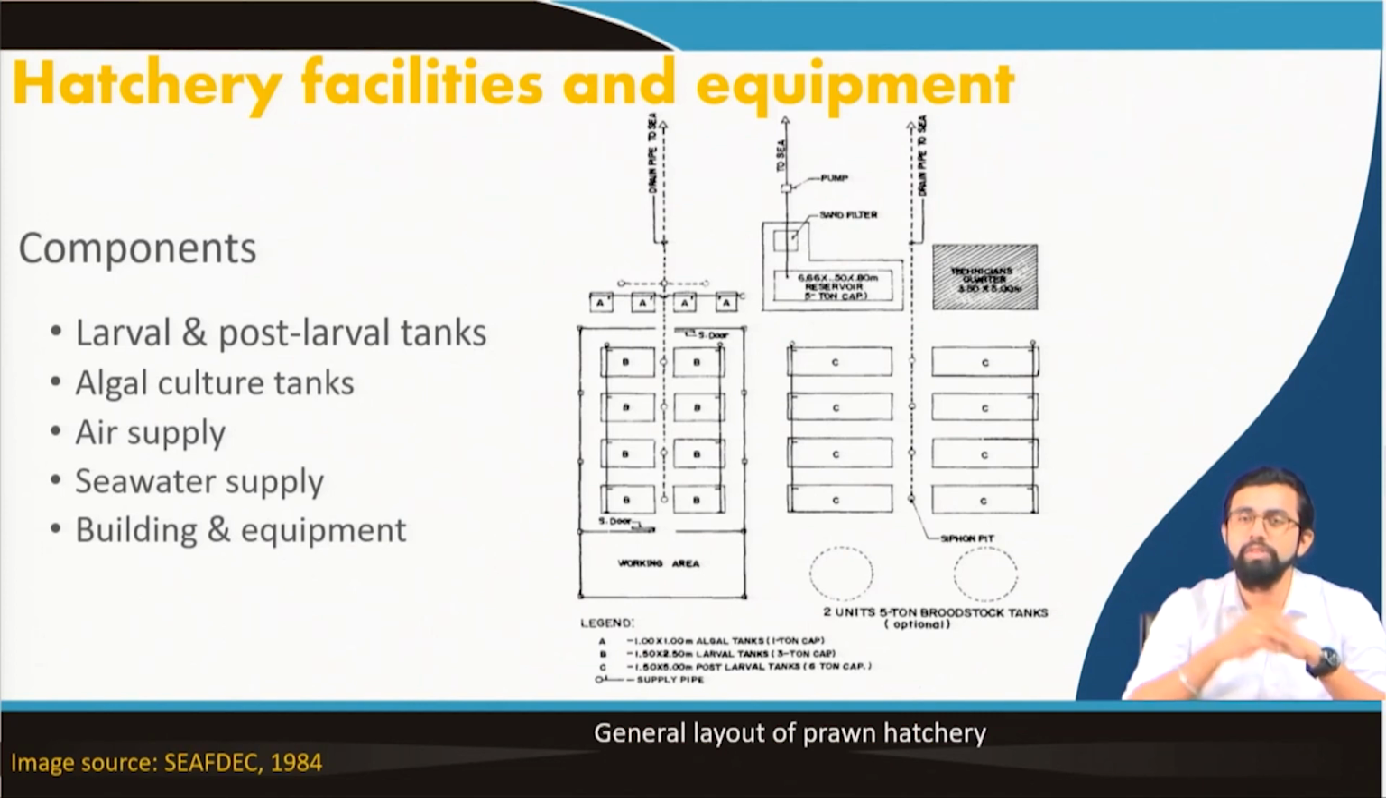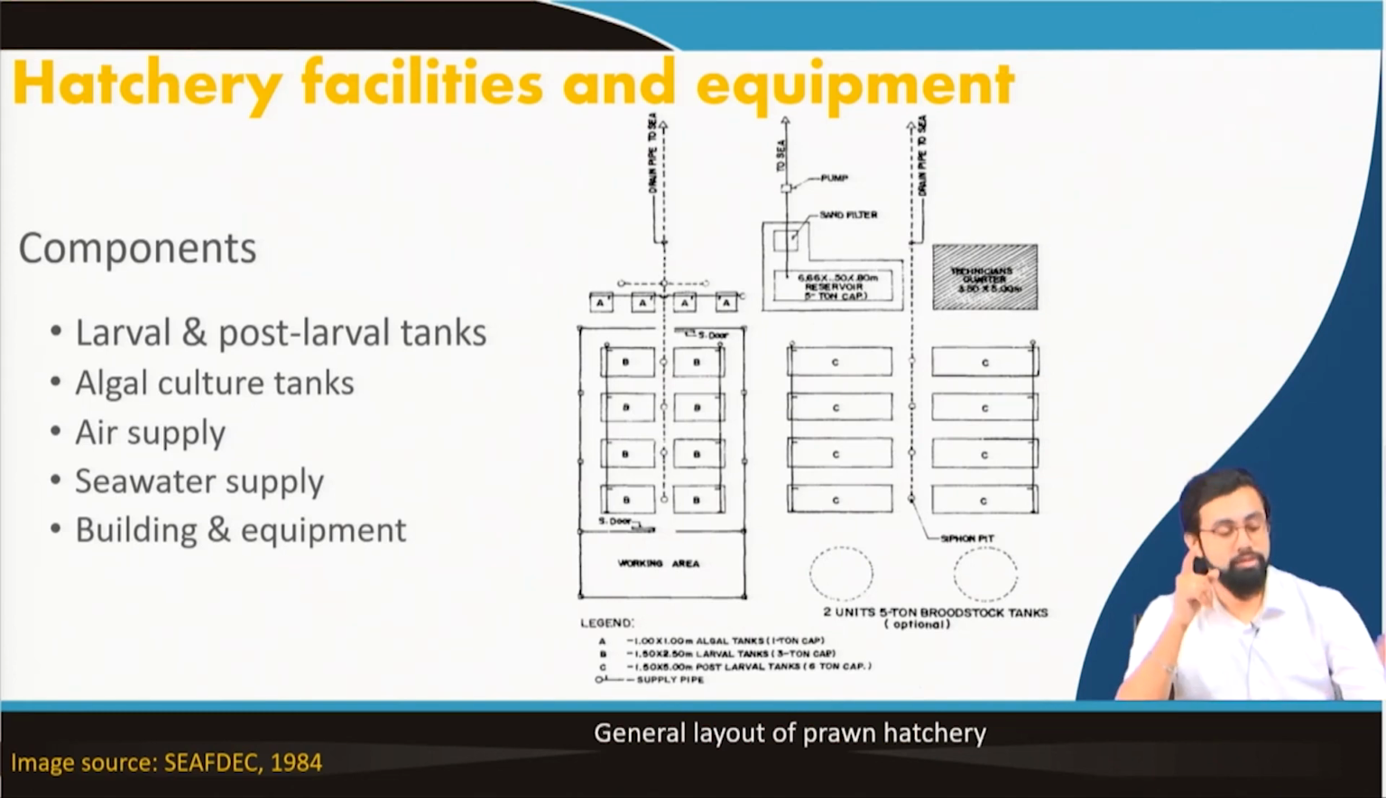So it depends from time to time. I just want to make sure that you understand the basic amenities that it requires and the basic parameters that it depends on. The components, if you see, are the larval and post larval tanks, algal culture tanks, air supply line, seawater supply line, and the building and equipment. Seawater supply line is another important parameter that I will be discussing in coming slides, which I haven't discussed yet.